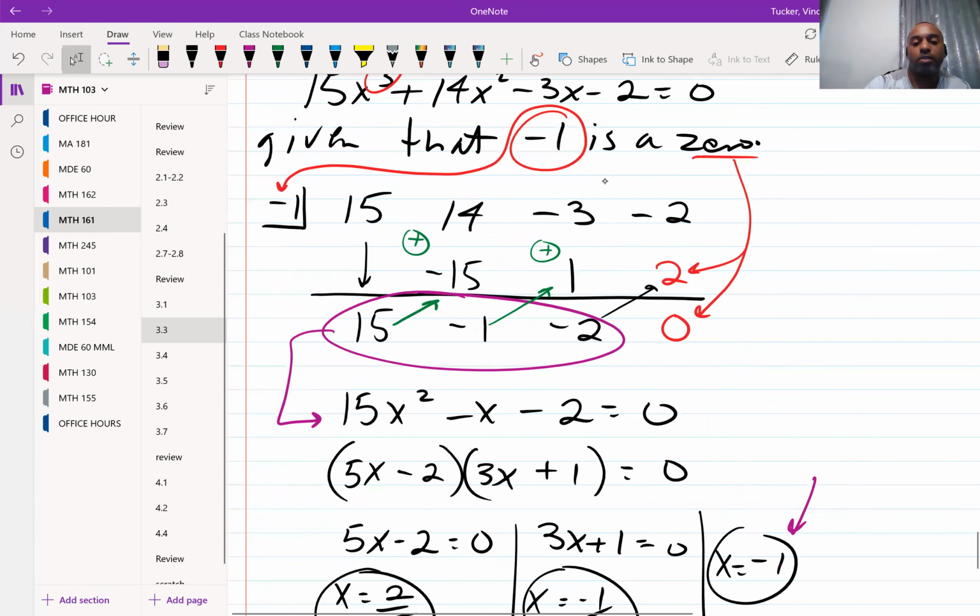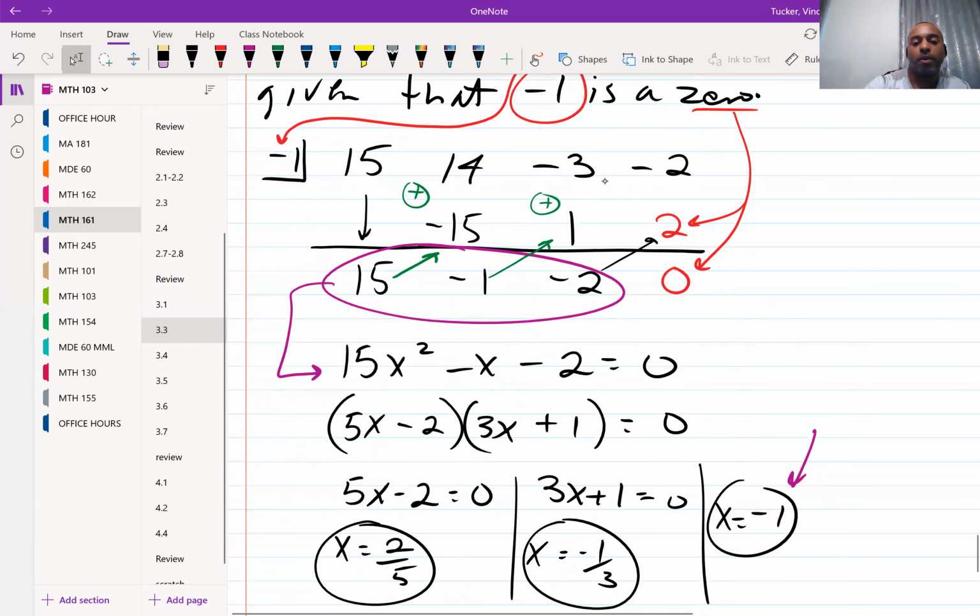So 5x minus 2 and 3x plus 1 are my factors. Set each one of them equal to 0 and solve. So they give you positive 2 over 5, negative 1 over 3. And then don't forget that third solution. It's negative 1.